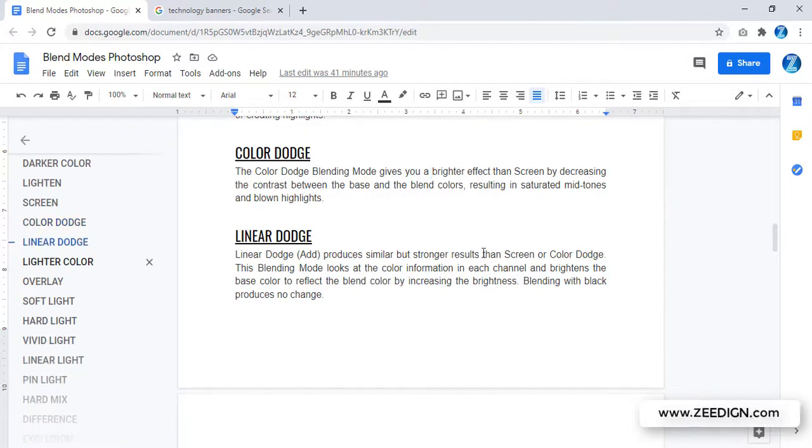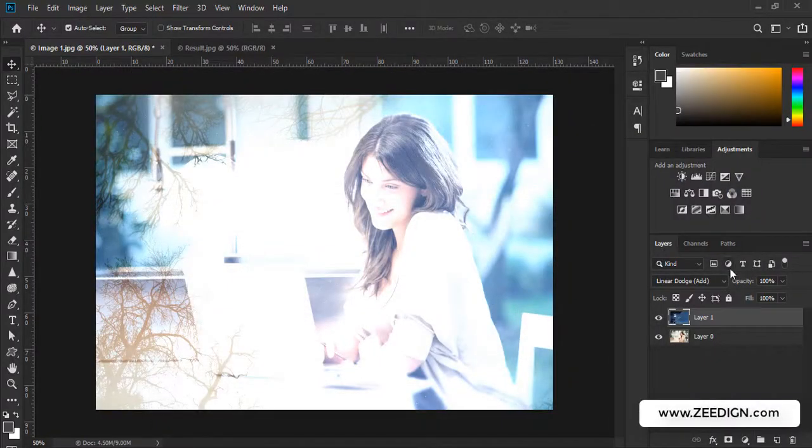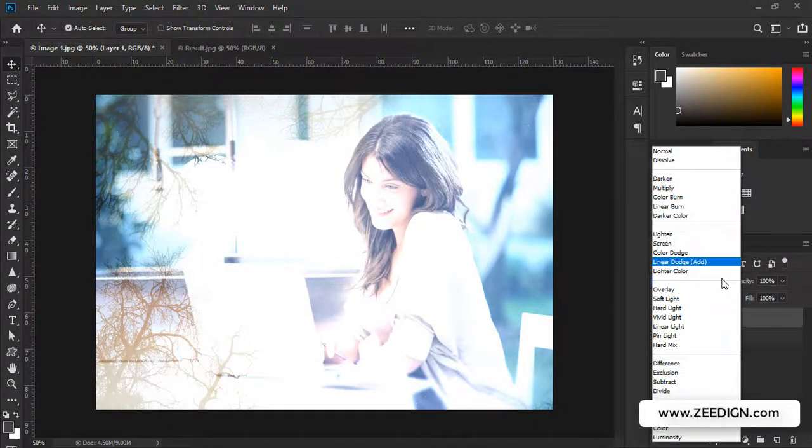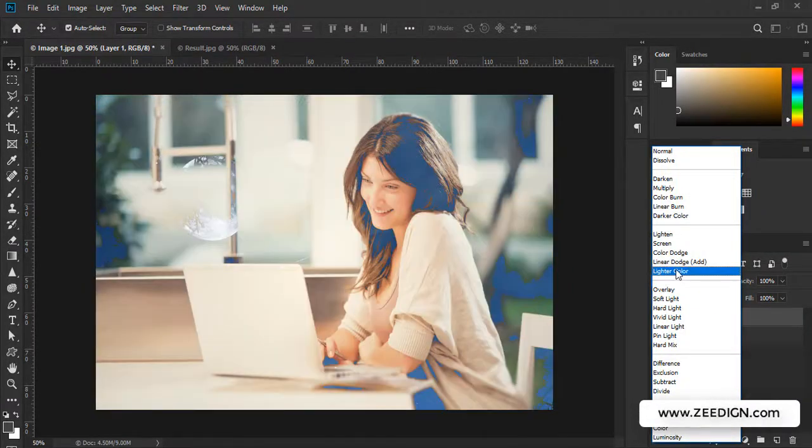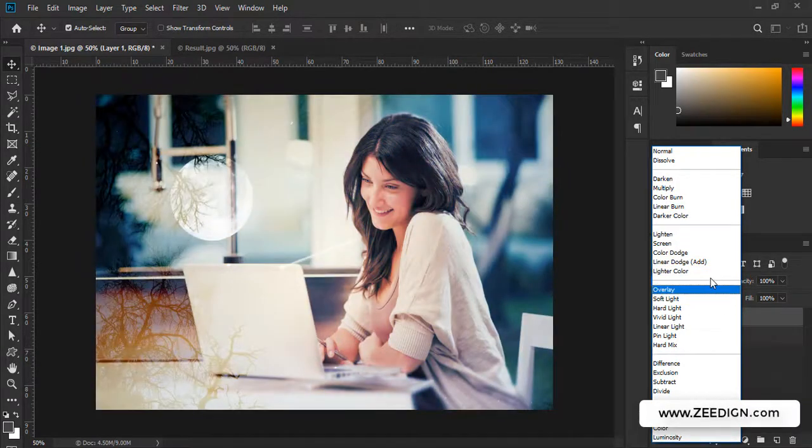And when I say stronger in this category, it means brighter, lighter. And when I mentioned stronger in the previous category, which was the darken blending modes, there I meant darker. So it's important to remember which category we are working on. The last one was lighter color. I have already explained that it is pretty much like lighten. The only technical difference is that here we have composite RGB and here we have separate RGB.